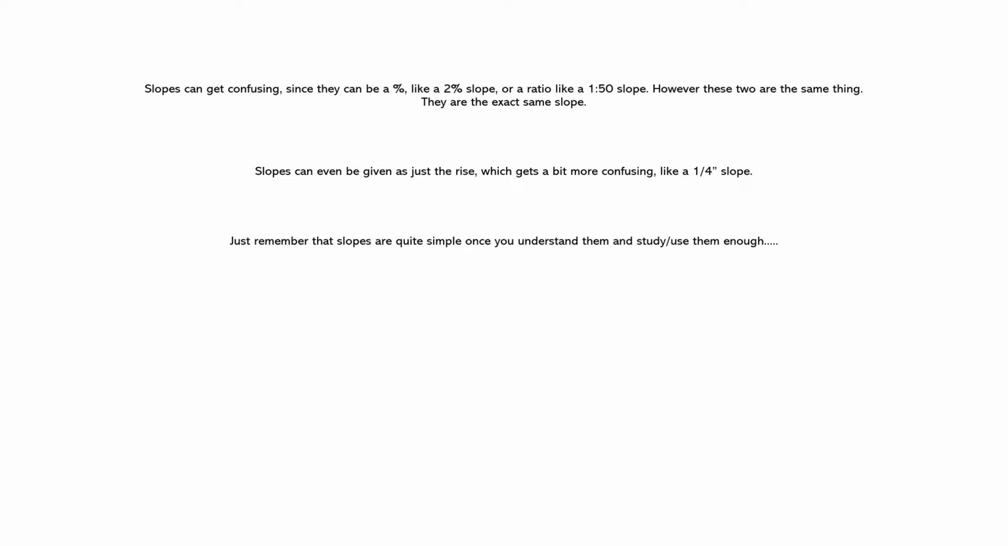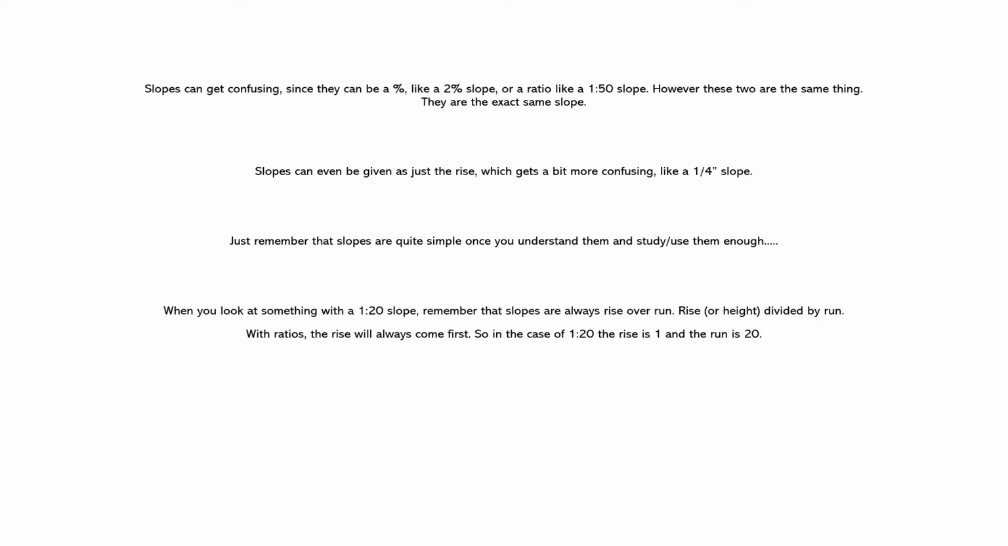So slopes can get confusing, since they can be a percentage like a 2% slope or a ratio like a 1 to 50 slope. However, these two are exactly the same thing. Slopes can even be given as just the rise, which gets a bit more confusing, like a 1/4 inch slope. We'll cover that later. Just remember that slopes are quite simple once you understand them and study and use them enough. When you look at something with a 1 to 20 slope, remember that slopes are always rise over run.